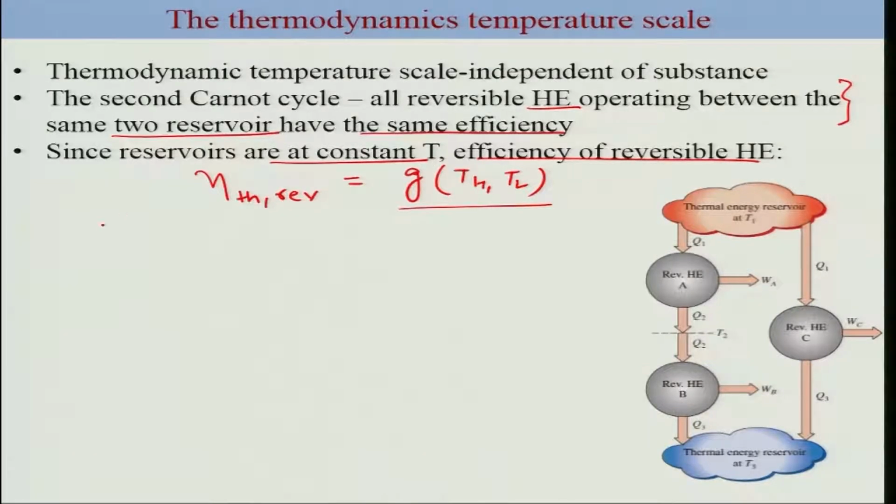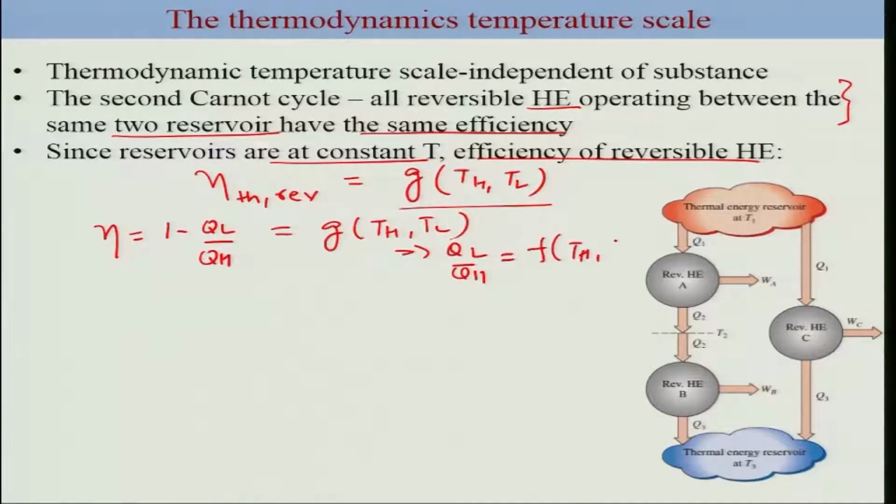Now we know that the heat engine efficiency can be written as 1 minus QL by QH, that is the work out divided by heat in. For the case of a reversible one, this is essentially a function g of TH and TL. So we can conclude that QL by QH is also a function of TH and TL.